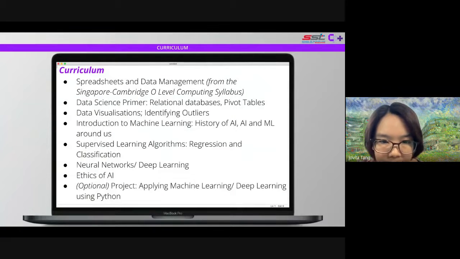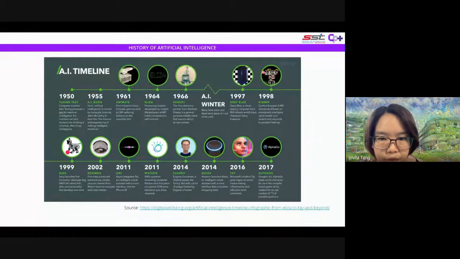Okay, so we have a curriculum that starts from spreadsheets and data management. That's part of the O-level syllabus. From there, we extend into data science, about relational databases and pivot tables, data visualizations as well. And then from there, even further into machine learning. Okay, talking about what is machine learning, what are the kinds of algorithms that are important that we use in machine learning, supervised and unsupervised. We talk about neural networks and of course the ethics part. Okay, and then the final part is if they are so interested, they may propose a project which is AI based or deep learning based. Yeah, so these are some of the things that we bring them through.